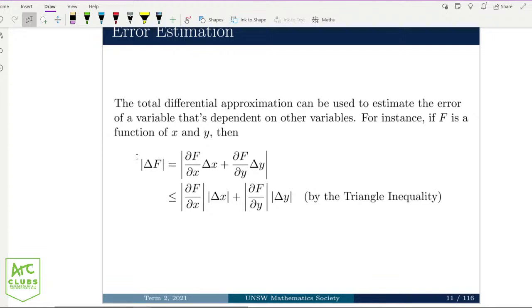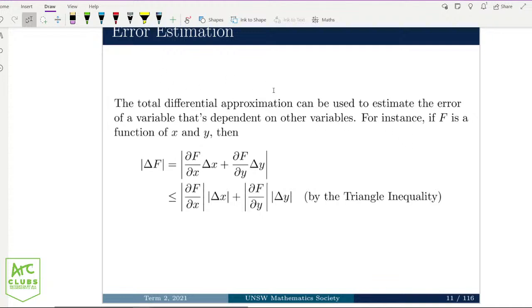So essentially what we're saying is that the absolute error of this function f has to be smaller than this particular expression here. And as you can see, this expression is written in terms of the absolute error in the variable x, as well as the absolute error in the variable y. So that's how we can actually use the modified idea of total differential approximation in error estimation.